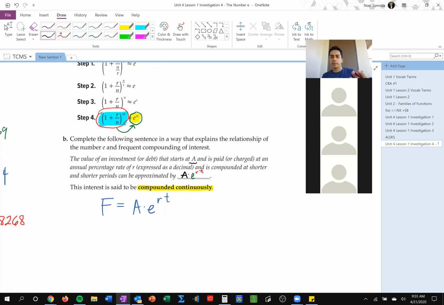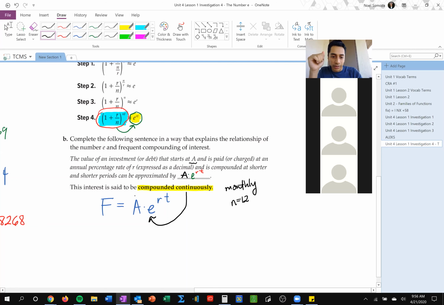Just like before, when we would have to read carefully if it was simple interest or compound interest, now we have to read carefully if it's compounded at a monthly rate or compounded continuously. If it's continuously, then you know you're going to utilize the formula that involves e. If it would have said it's compounded, let's say monthly, then that means that you're only going to do it 12 times a year.